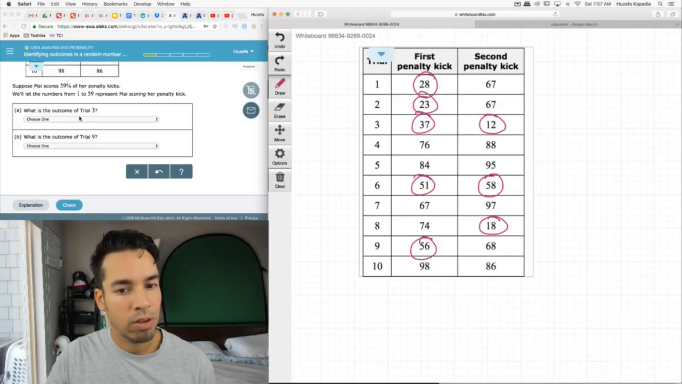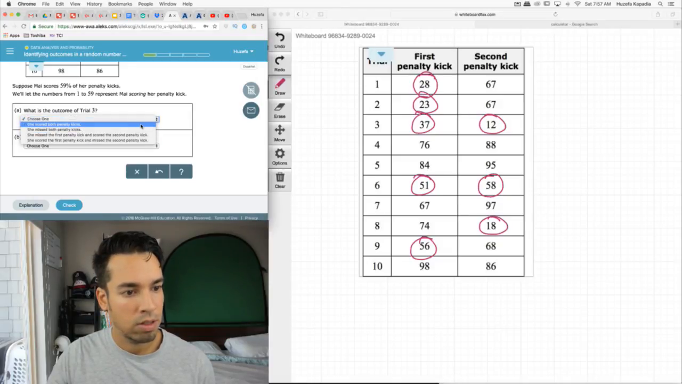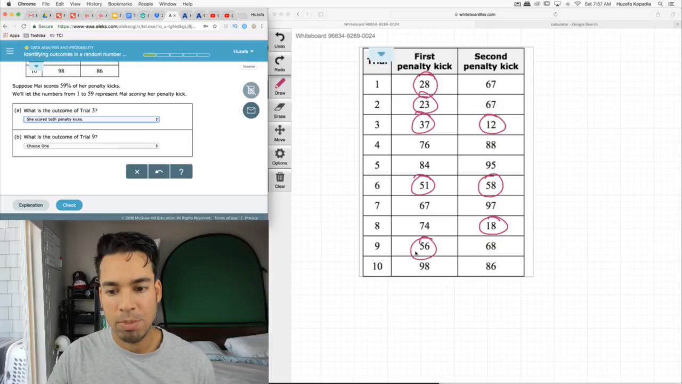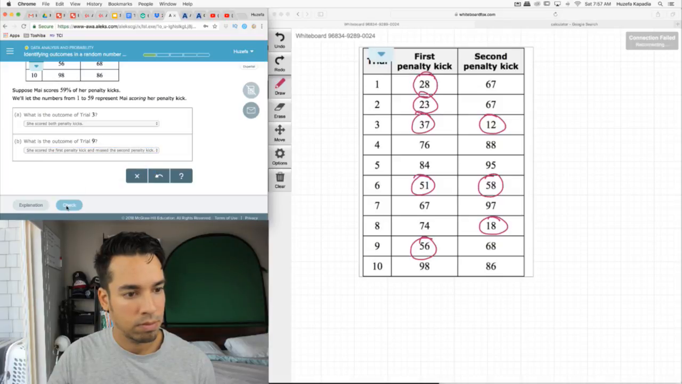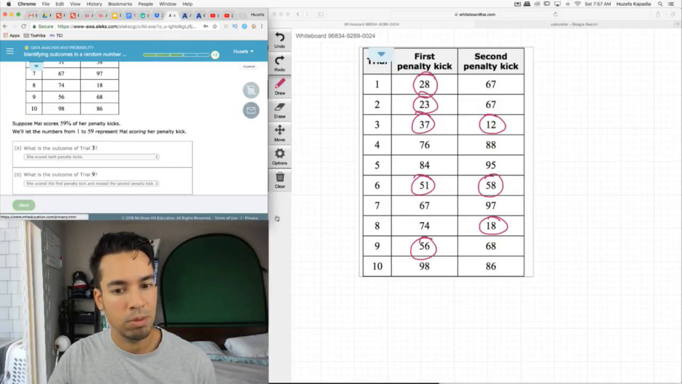What is the outcome of trial 3? Trial 3, it looks like she makes both of the kicks. What is the outcome of trial 9? She makes the first one, misses the second one. Boom.